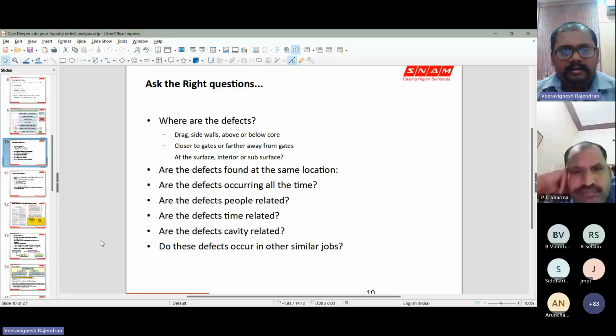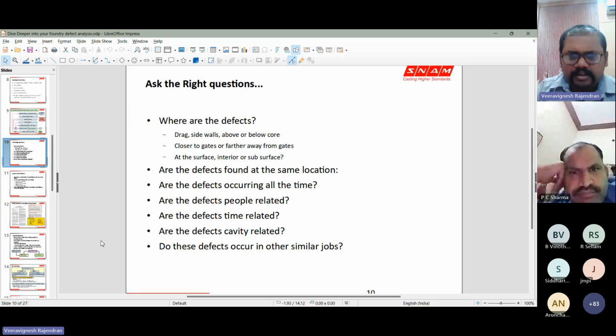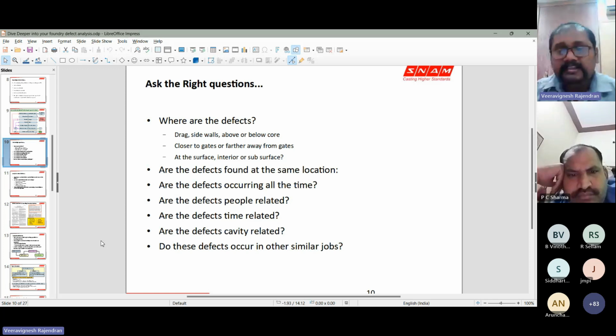So then you should ask the right questions. As we were talking about in the previous slides, you always ask the right question. Where are the defects? The defect is on the drag side or the side walls, or it is above the core or below the core. So you try to understand the technicality or the appearance or the location of the defect such that you will be able to stratify the defect, as we were discussing previously. If you stratify the defect, you can categorize the defect, and when you categorize the defect, you can easily arrive at a root cause.